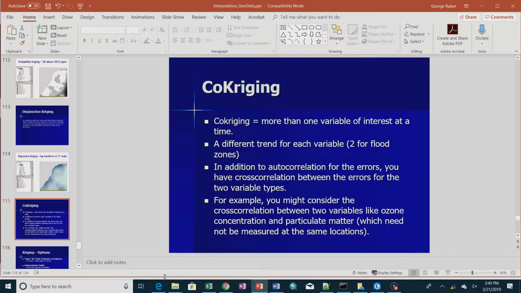Co-kriging actually is a technique that uses more than one variable of interest at a time. So remember what kriging does is it combines spatial autocorrelation with a trend surface to predict a value based on neighboring values. What if you notice that there's another variable that is related that will help you predict variable x? So let's say that you're trying to do the salinity problem. You're trying to predict salinity.